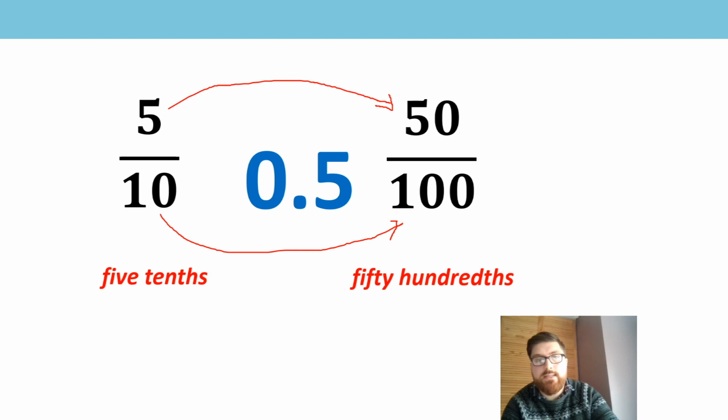That's not a very good arrow, is it? I hope you can see. We have scaled up the numerator and the denominator by 10. Can you see? 5 multiplied by 10 is 50, and 10 multiplied by 10 is 100. So these two fractions are equivalent. Okay, so 0.5 can be said as 5/10 or 50 hundredths.